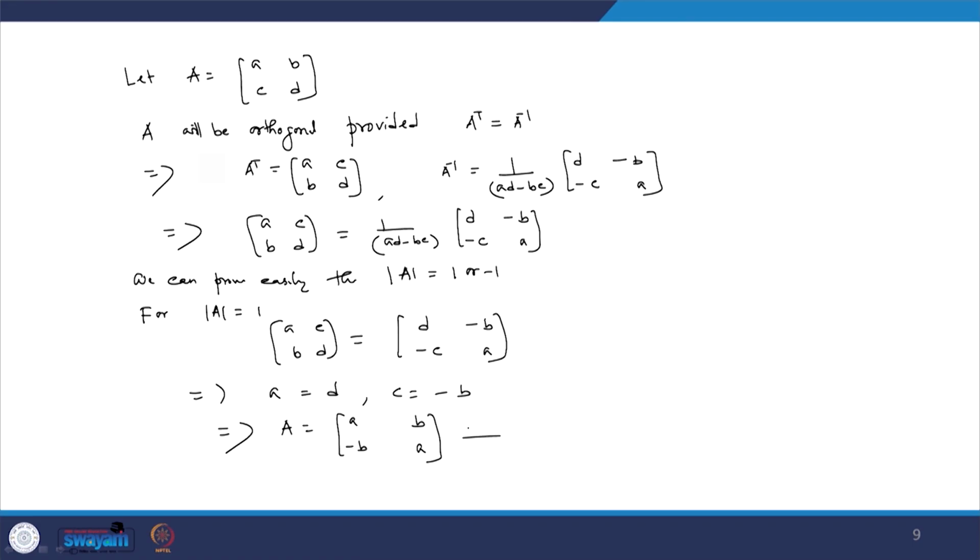If A is like this, then I can immediately say that A will be orthogonal. Or, for the determinant of A equal to minus 1 case, [a, c; b, d] equals [minus d, b; c, minus a]. So, this implies a equal to minus d and c equal to b. This implies my matrix A will be [a, b; b, minus a]. So, the matrix will be like this.